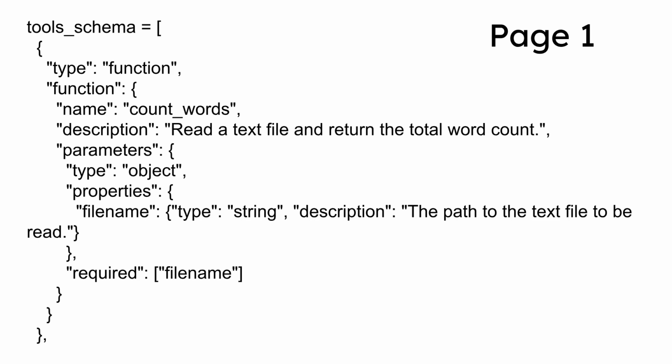But the AI also needs to know how to use the tool. That's what the parameters block is for. It tells the AI, if you want to use this tool, you must supply an object called file name, which must be a string representing the path to the text file to be read. Finally, notice this line, required: file name. This is a strict rule in the manual. It tells the AI, do not try to call this tool unless you have a file name to pass to it. Running it empty will break the kitchen.